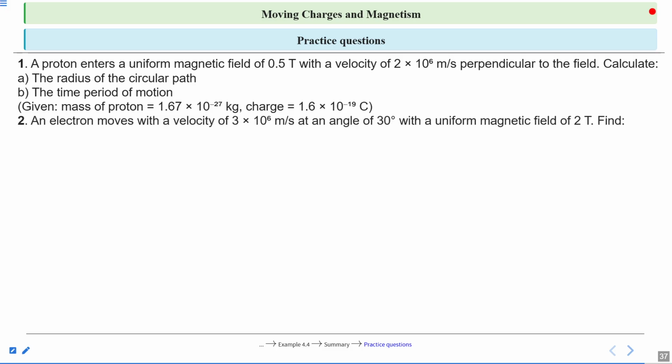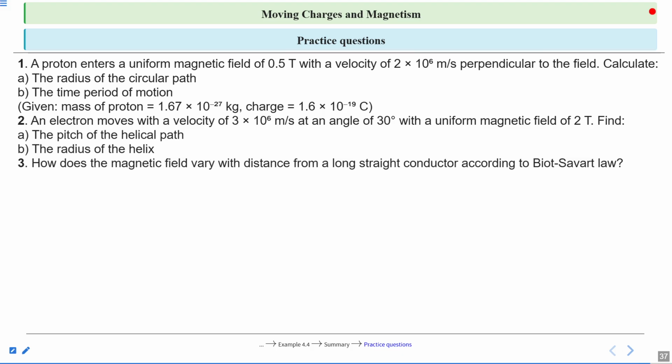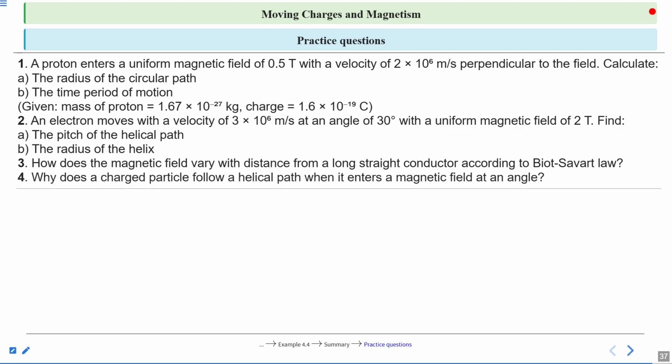Second question. An electron moves with a velocity of 3 × 10^6 meter per second at an angle of 30 degrees with a uniform magnetic field of 2 Tesla. Find the pitch of the helical path and second, the radius of the helix. Third question. How does the magnetic field vary with the distance from a long straight conductor according to Biot-Savart law? And the fourth question. Why does a charged particle follow a helical path when it enters a magnetic field at an angle? Okay, there are two conceptual questions, two numericals. You have to try yourself.